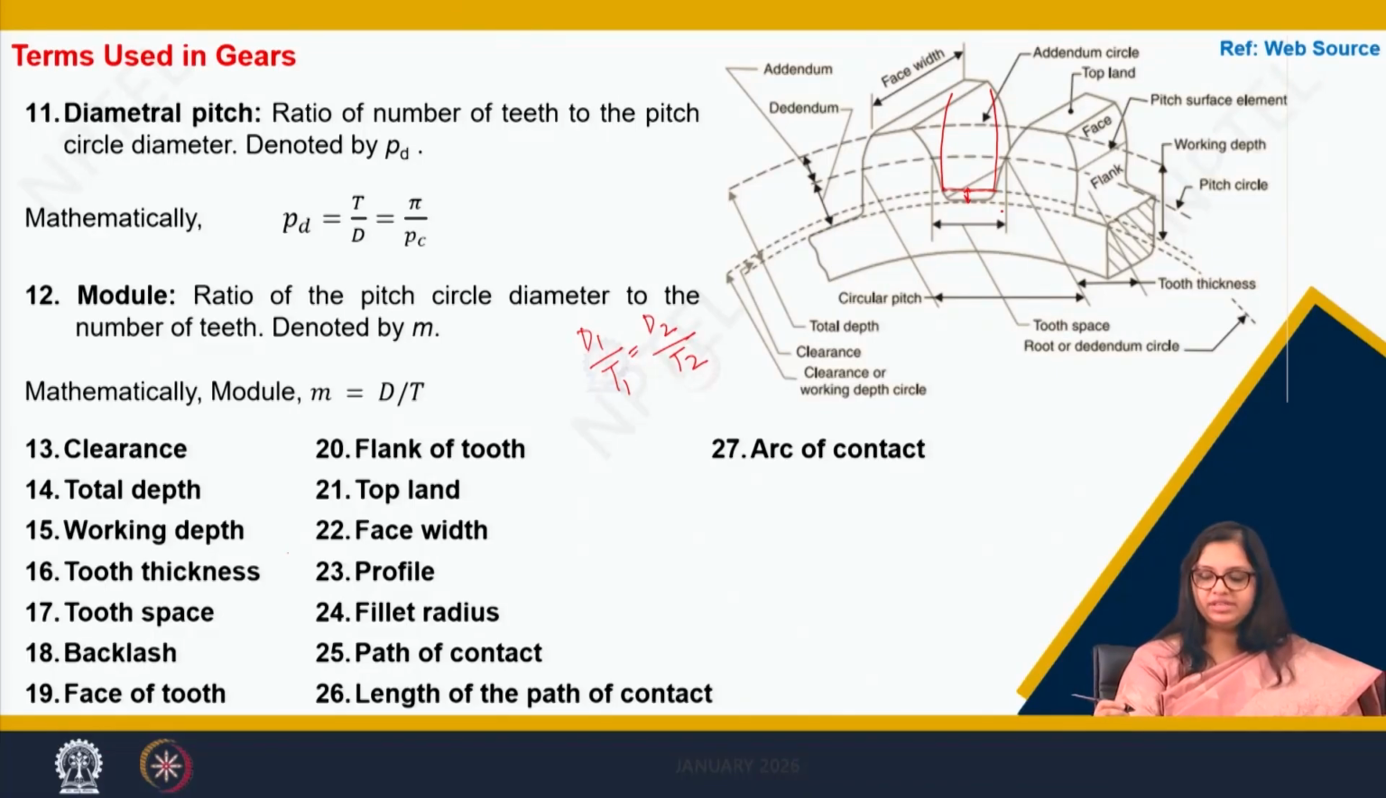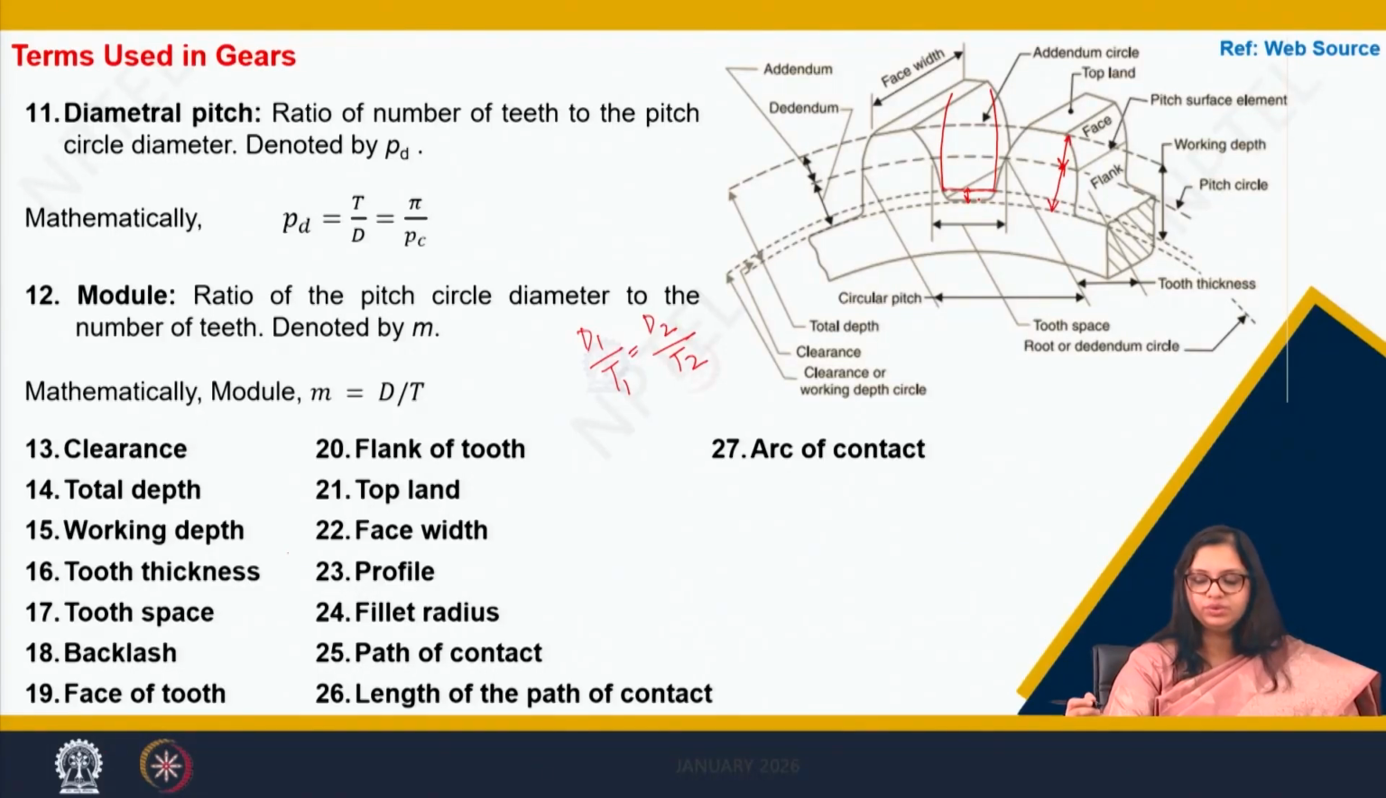Now what do we understand by total depth? The total depth is the dedendum plus addendum, that is the radial distance of the base circle to the pitch circle plus the radial distance from the pitch circle to the addendum circle. Well, when we talk about working depth, it is the total depth minus clearance.